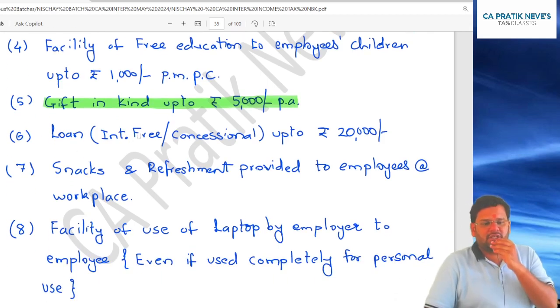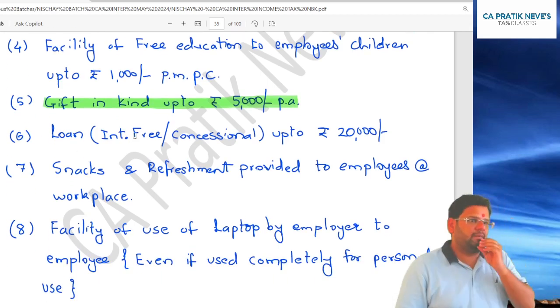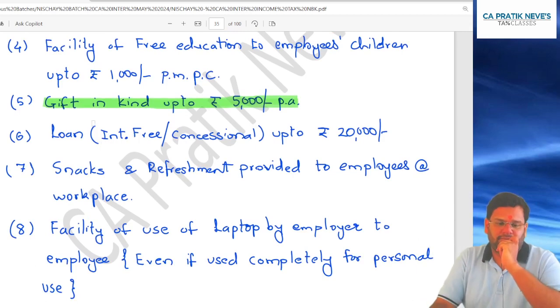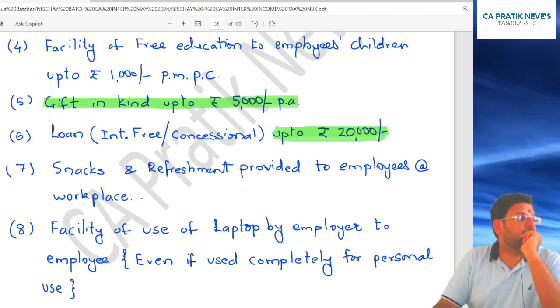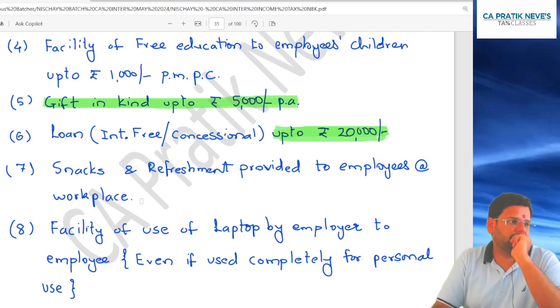Interest free or concessional loan. Employer is giving loan to employee up to rupees 20,000 of loan. See, loan is not benefit, friends. What is benefit? The fact that I am not taking from you interest on that loan is benefit. Because I will give you loan, you will pay me back the loan. That's not a benefit. Benefit is you are using my money without paying interest. If it is up to 20,000, it is tax free.